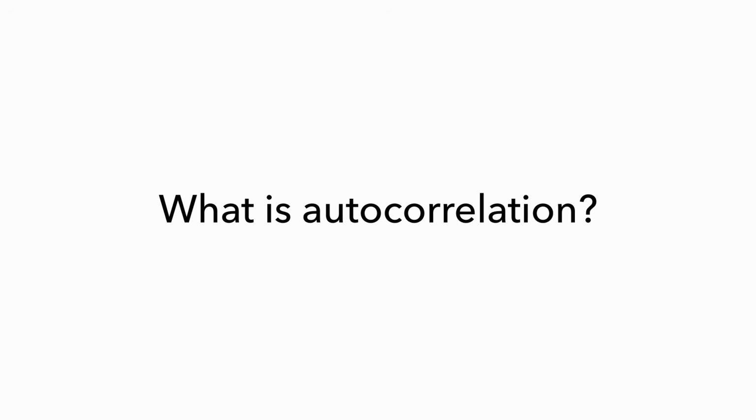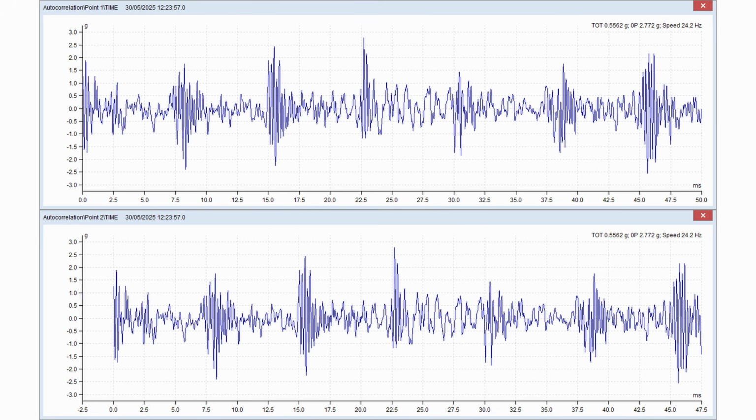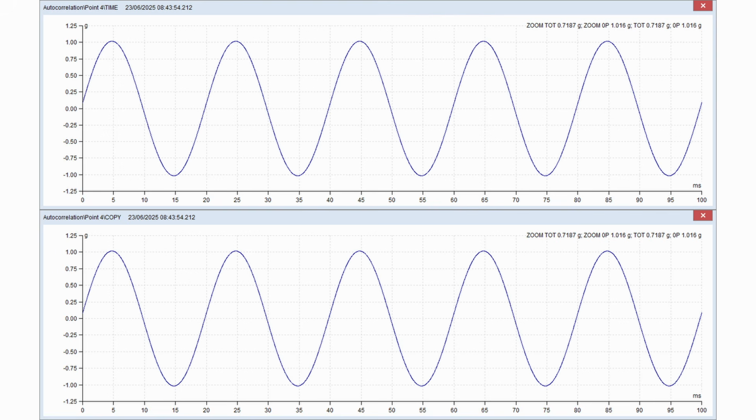Now, what is autocorrelation and how do we use it in vibration analysis? Autocorrelation tells us how similar a signal is to a copy of itself shifted in time. This also gives us a correlation coefficient, but it is not enough. In vibration analysis, we need a graph, not a single point. Let's explain it with a simpler example.